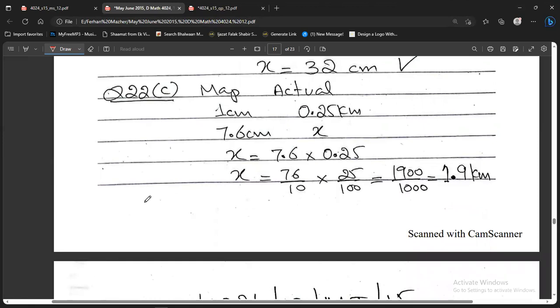On the map and actual, 1 centimeter represents 0.25 kilometer. Something is 7.6 centimeter apart on the map. So how much is it in actual? Let me say it is x kilometer.